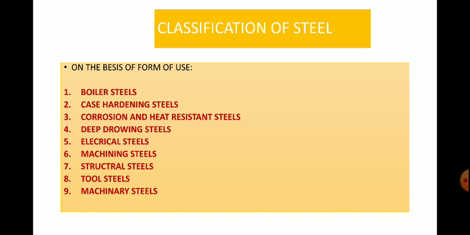And the last one, based on the application, that is for what purpose you are going to use the steels. We classify steels as boiler steel, case hardening steel, corrosion resistant steel, deep drawing steel, electrical steels if used for electrical purposes, structural steel for structural purposes, and tool steels. The remaining part will continue in the next session.